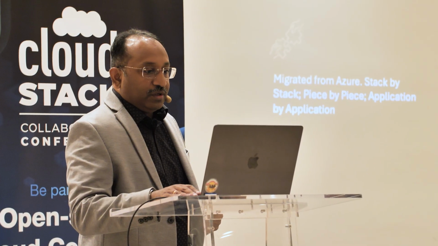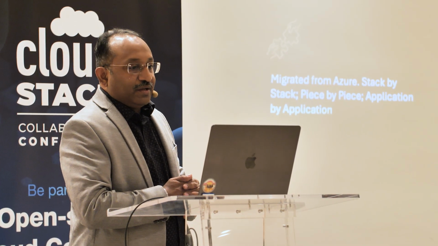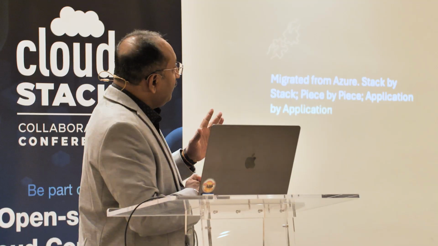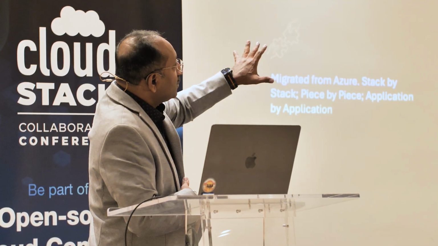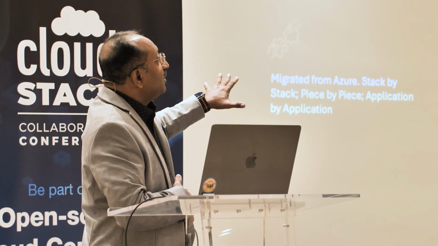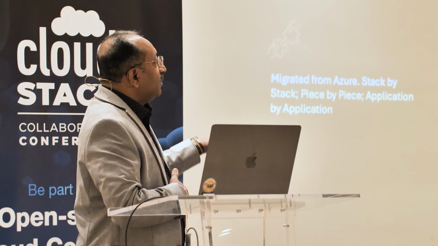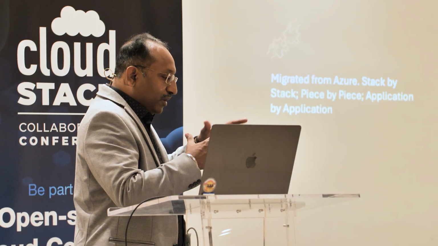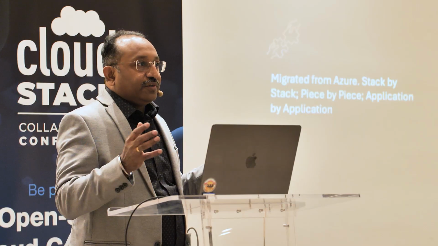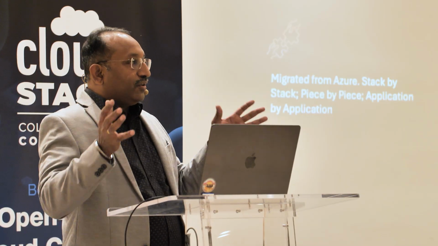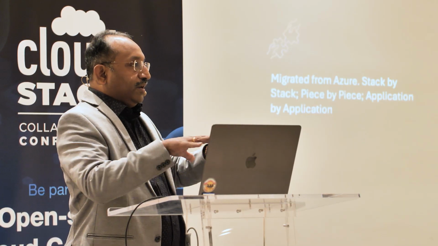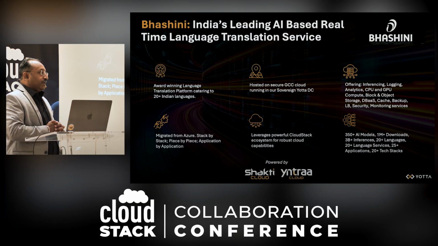As I said, the ecosystem of Bhashini has around 25 applications, and they all work together. There are more than 15 to 20 tech stacks, and they all work together. And we have orchestrated all this on top of CloudStack and KVM.